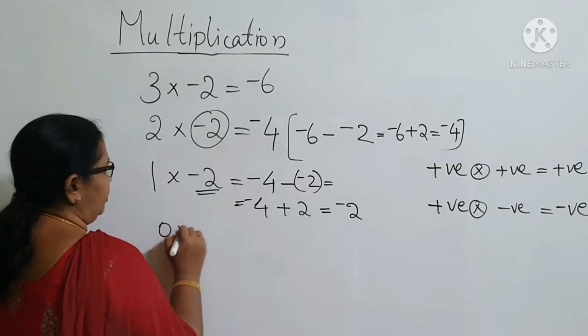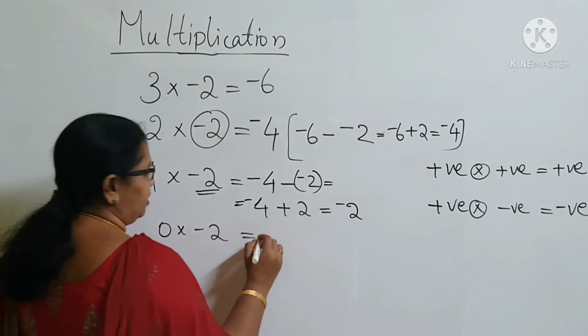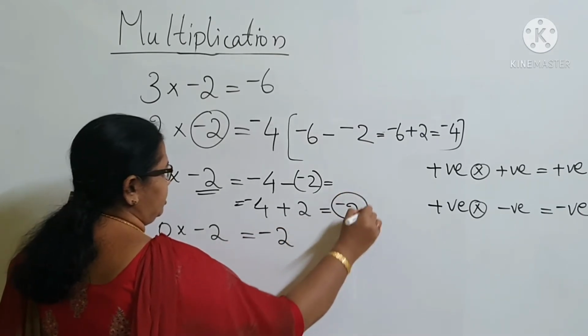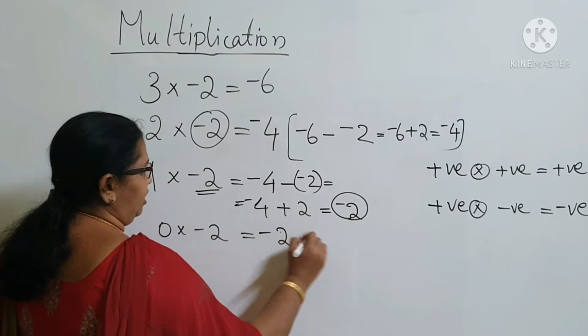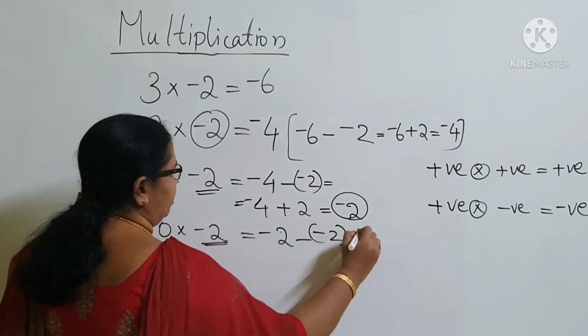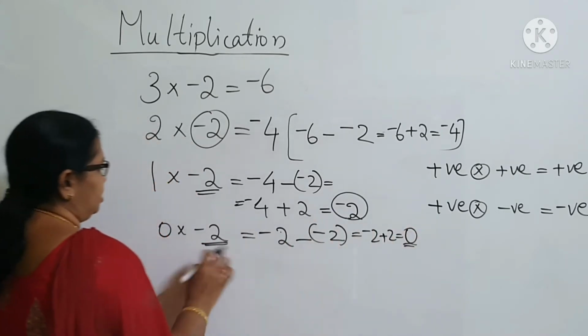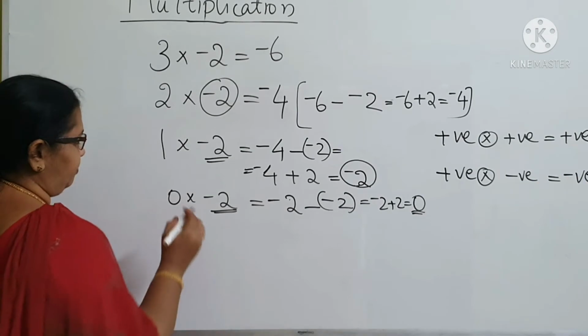Then what is 0 into negative 2? 0 into negative 2: the previous product is negative 2 minus negative 2, multiplying with the negative 2. And that is equal to negative 2 plus 2, which is equal to 0. So 0 into negative 2 is 0.